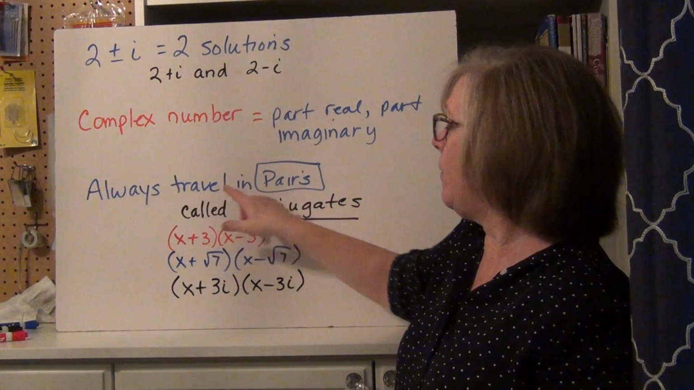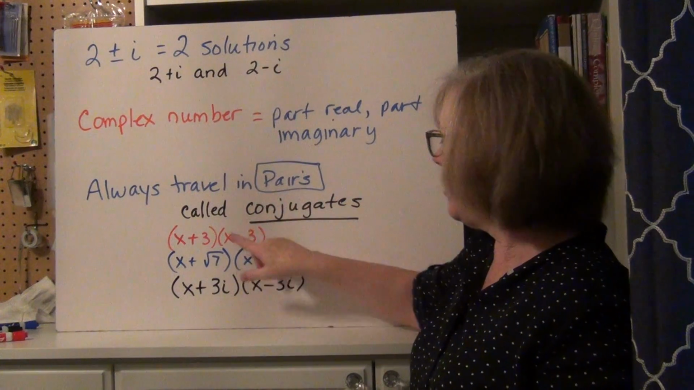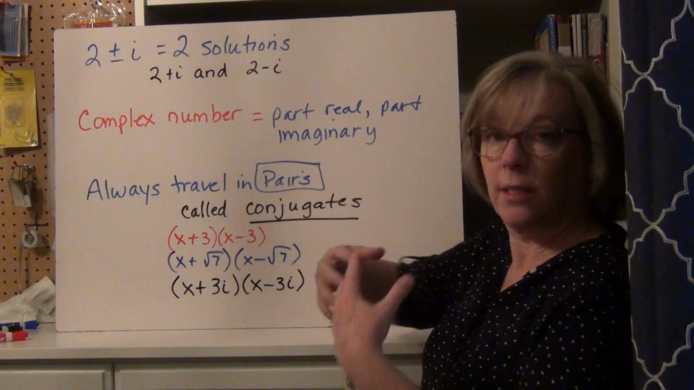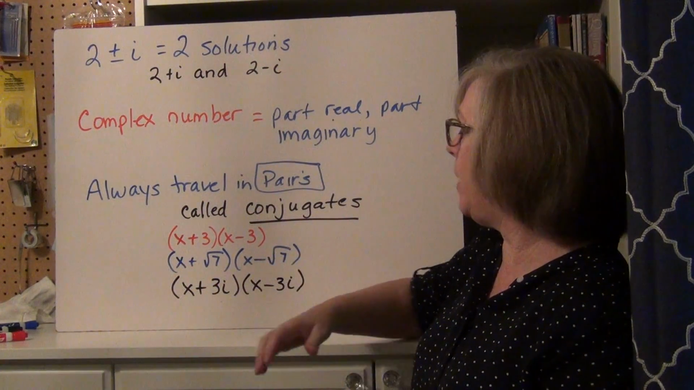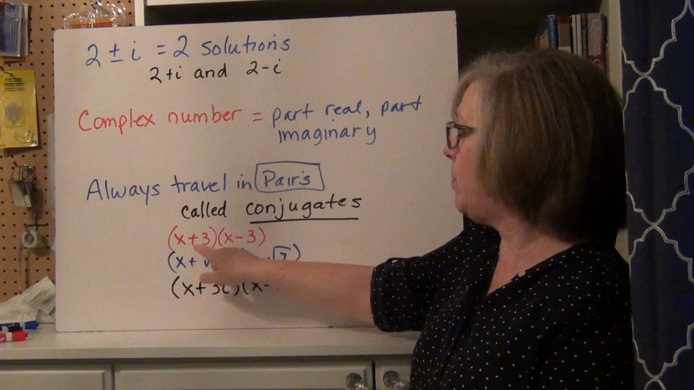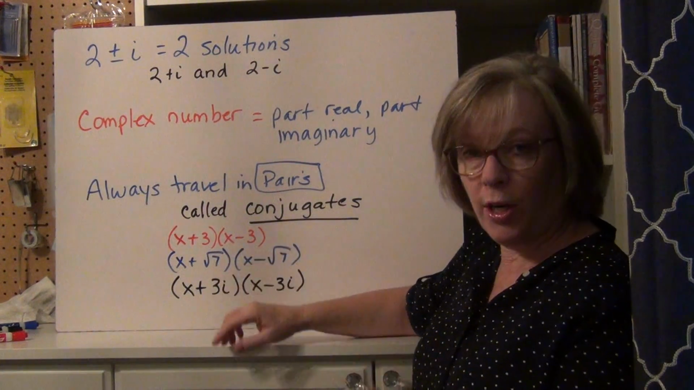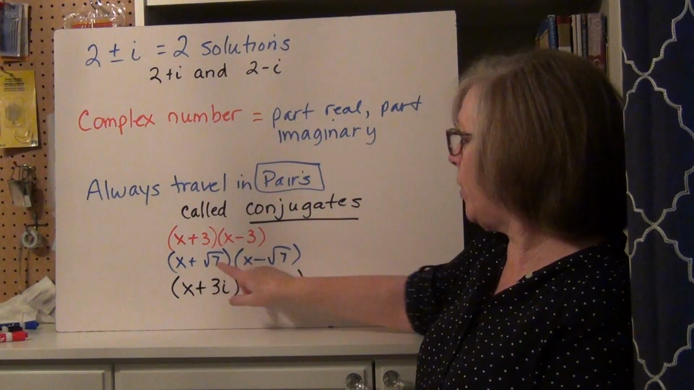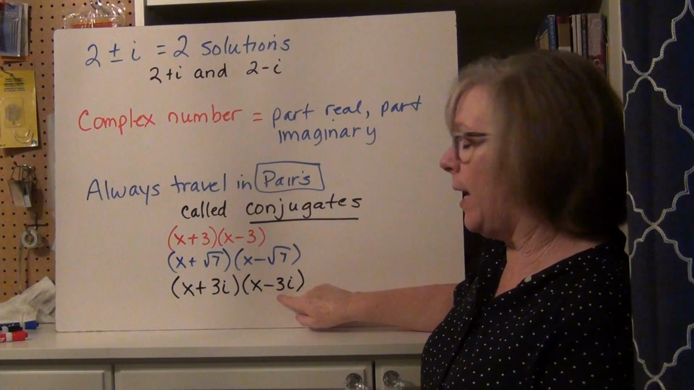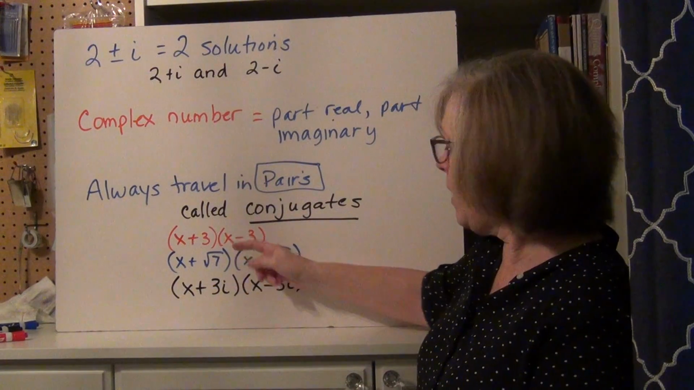And they always travel in pairs. Okay? They're called conjugate pairs. Conjugate means they go together. Okay? They're married. Here's other examples of conjugate pairs. x plus 3, x minus 3 are conjugate pairs. x plus square root of 7, x minus square root of 7. x plus 3i, x minus 3i. Do you see the pattern?